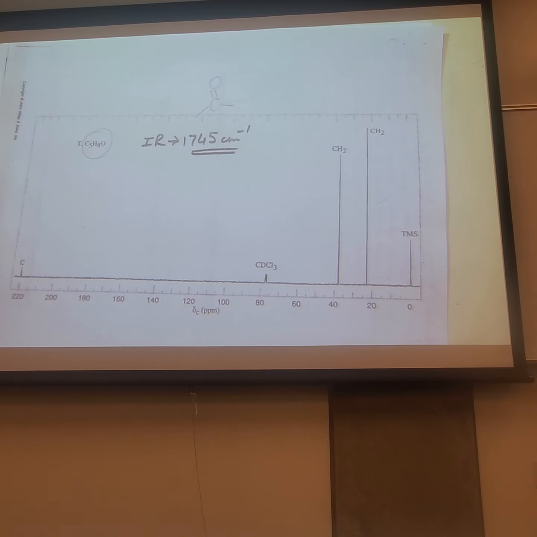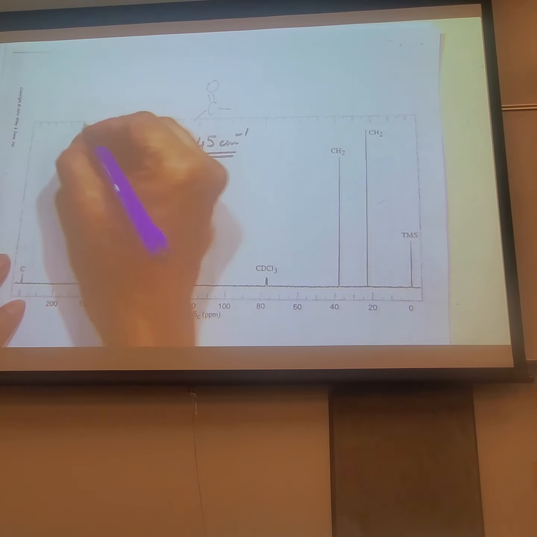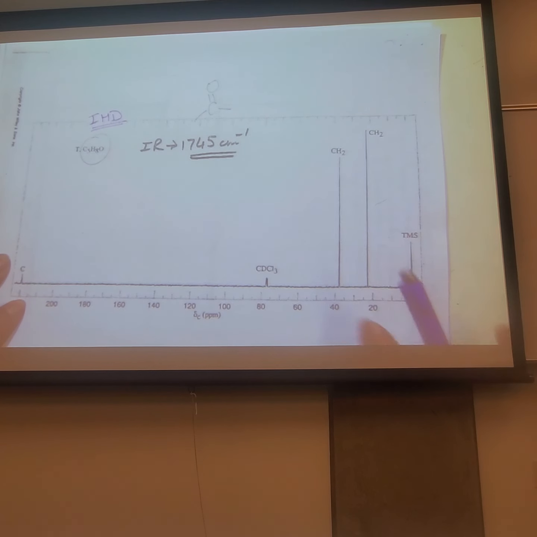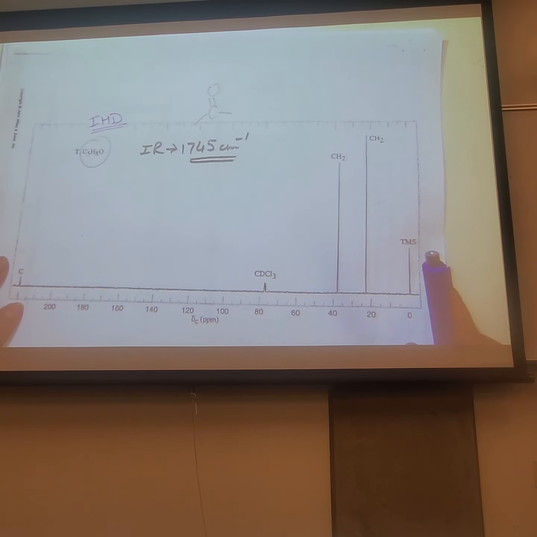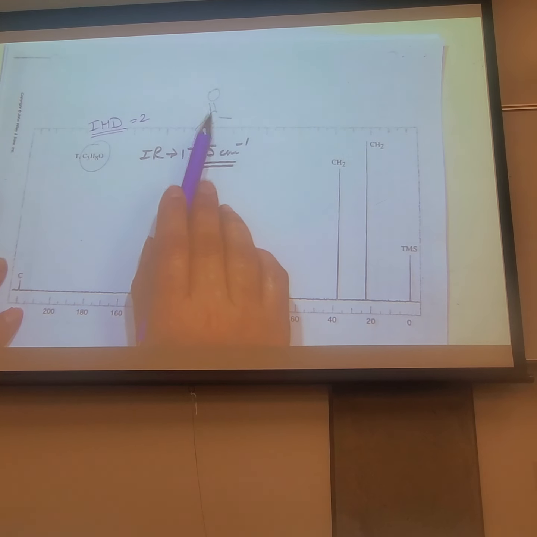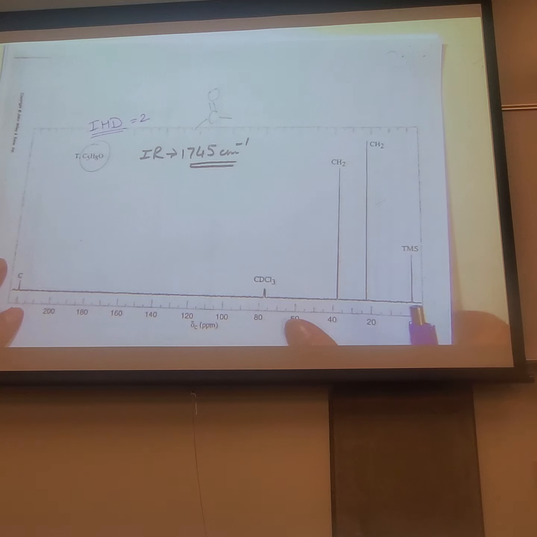Isn't it 2? Yeah, it's 2. I got 2. Everybody okay? Yep. Now guys, please hear me out. IHD is coming out to be 2. One of them is the double bond, right? What's the second IHD for?